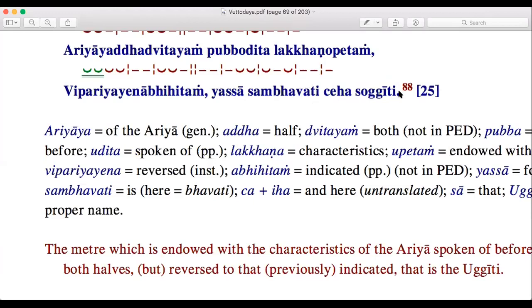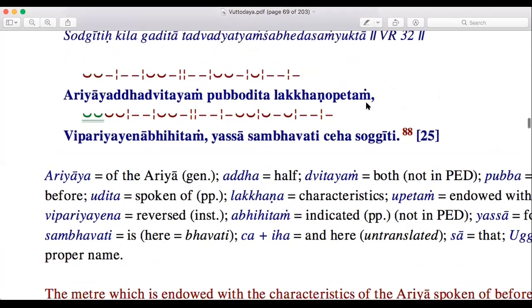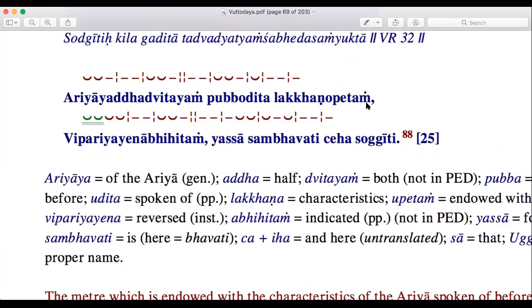So we can observe the characteristic of this first half of Arya verse in this second half of this Gita verse. So it's obvious that the second half has gone to the first half, and the first half has gone to the second half. So the Arya verse, the normal Arya verse, is reversed here, and we call it an Uggiti verse. So is that clear for you? Are there any questions?